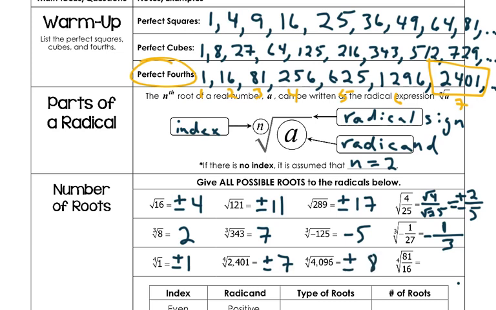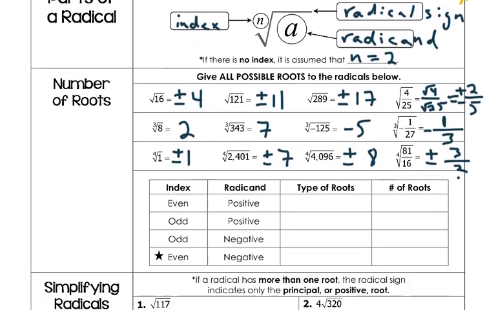And then finally, 81 over 16. Both of these are perfect fourth roots, as we can see above. So it's going to be plus or minus. The fourth root of 81 is 3 over 2. Fantastic.